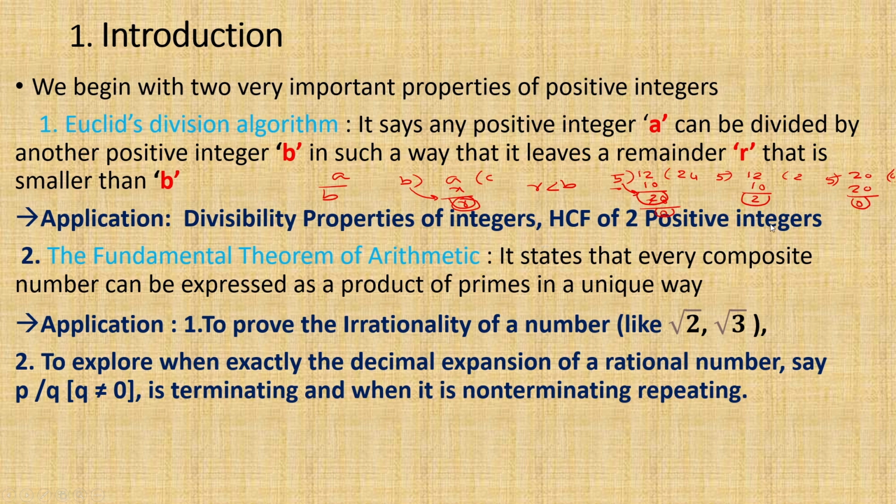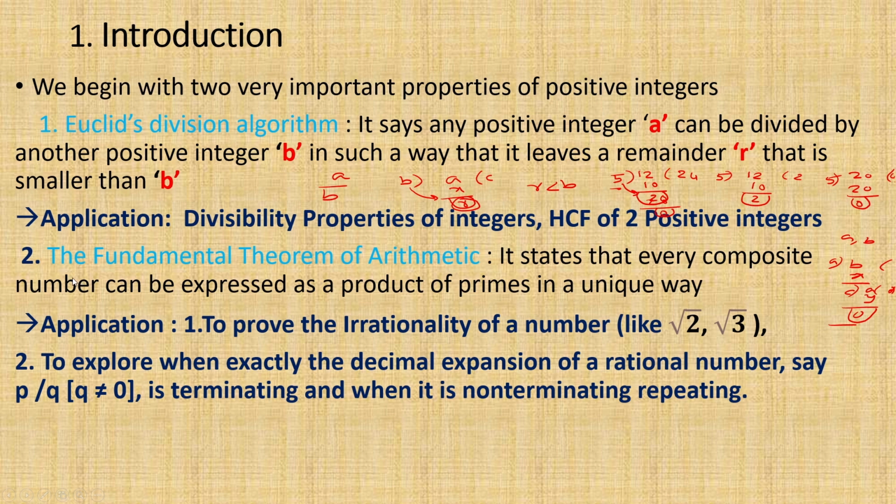Next, HCF of two positive integers also we can calculate by using this division algorithm. How to calculate HCF? Suppose HCF of a comma b is there. How to calculate it? If b is bigger than a, we will divide b by a and we will get some x and remainder c, and once again we will divide a with c, and get some y, like that. Like that we will continue to the maximum possible extent to get remainder 0. Like this, by using Euclid's division algorithm, we can calculate the HCF of two positive integers.